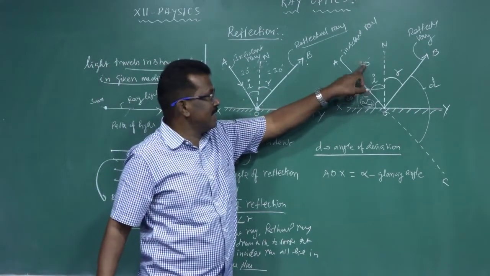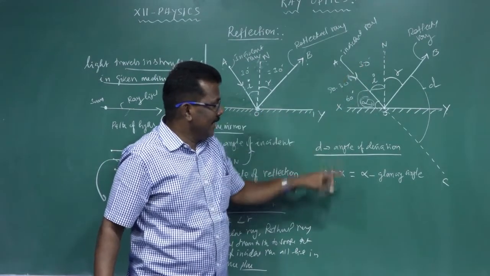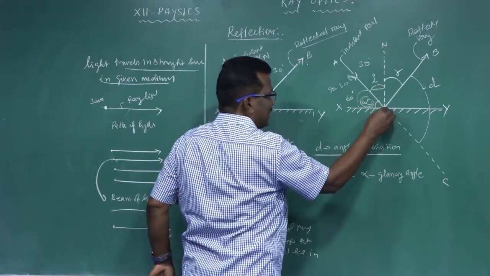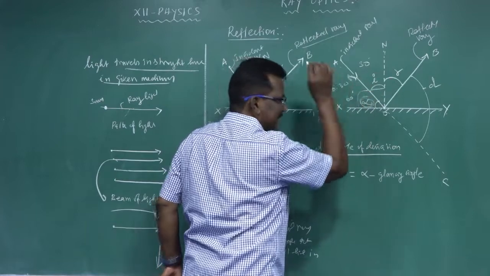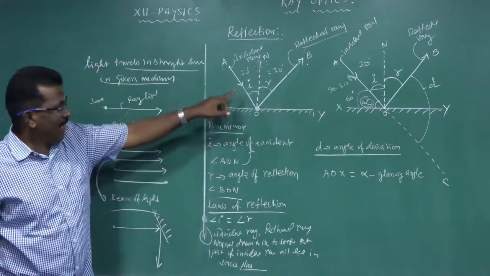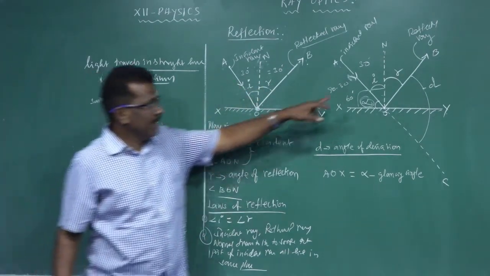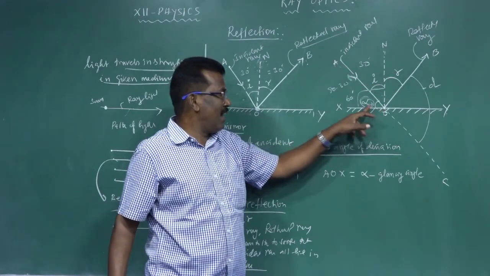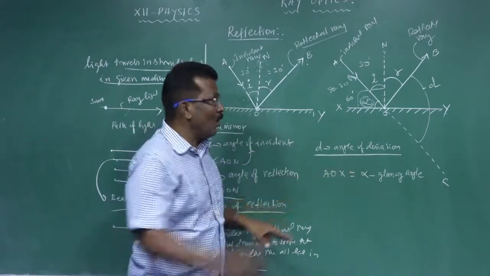So the angle of incidence is 30 degrees and the glancing angle is 60 degrees. It is 90 minus 30, since the normal to the surface XY is exactly 90 degrees, so it is 60 degrees. This is alpha. We know that the angle of incidence is equal to the angle of reflection. If AO makes angle alpha with the XY plane along OX, it is the glancing angle.